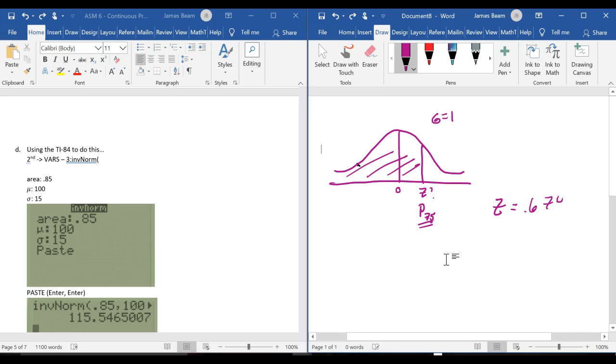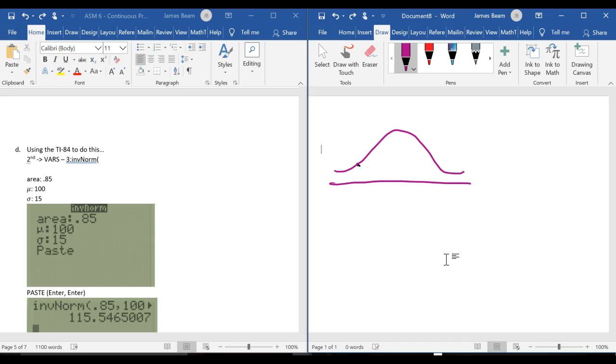So let's say I'm in the IQ situation where the mean is not 0, but the mean is 100, right? So mean is 100. Standard deviation is 15. And I want the IQ score that is the 85th percentile, right? So I want to know what IQ score I need to have to know that I'm doing better than 85% of the population, right?